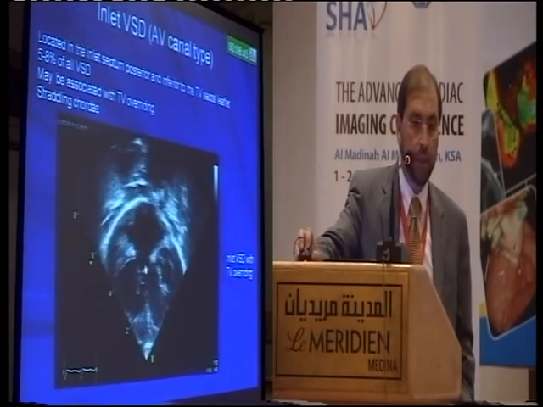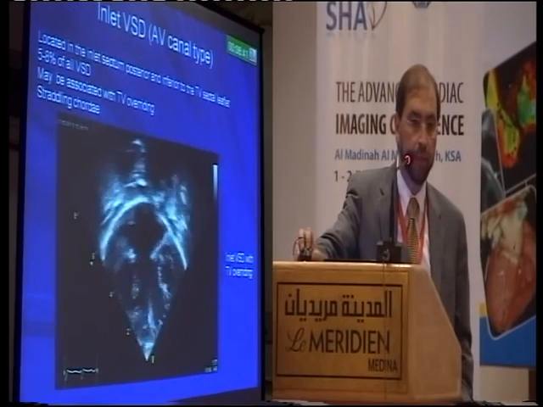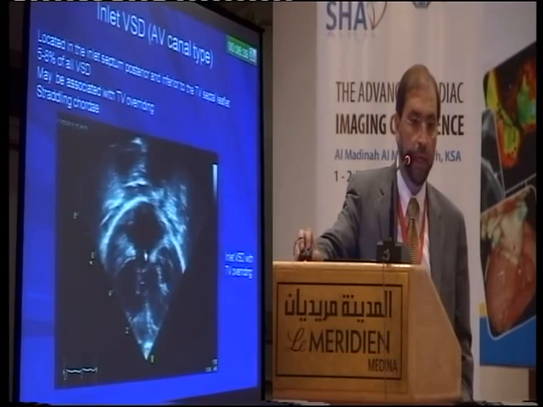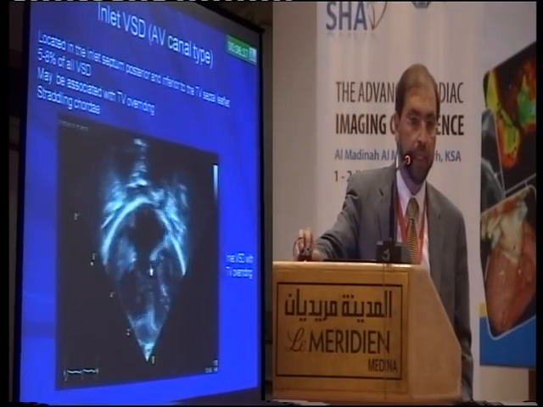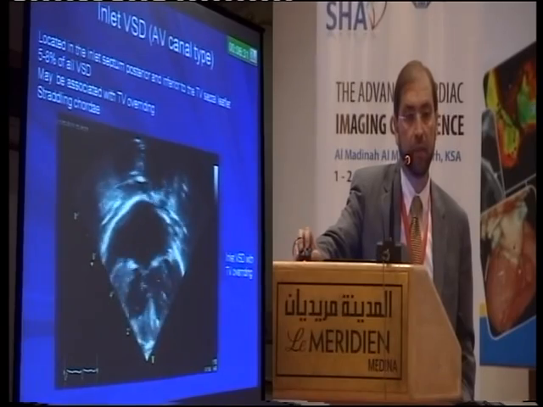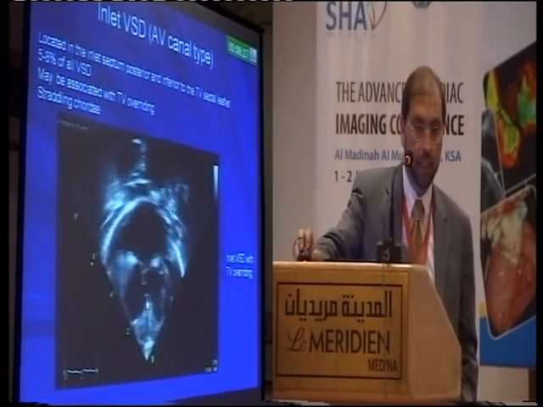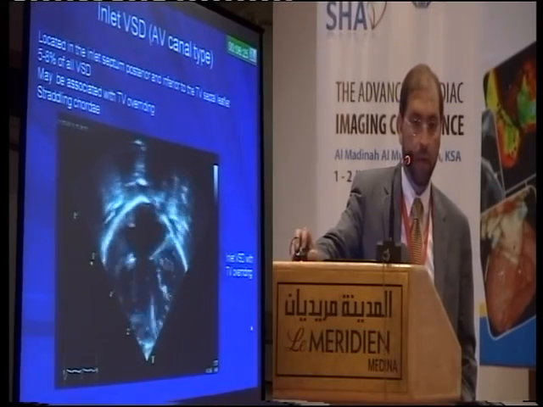Very frequently, you see overriding of the tricuspid valve. So if this is the ventricular septum, if you create a line here, from here to here, you can see that there's some overriding of the tricuspid valve. And sometimes you can see straddling of the tricuspid valve. In this patient, there is no straddling, but you can see there is crestal attachment of the chordae.